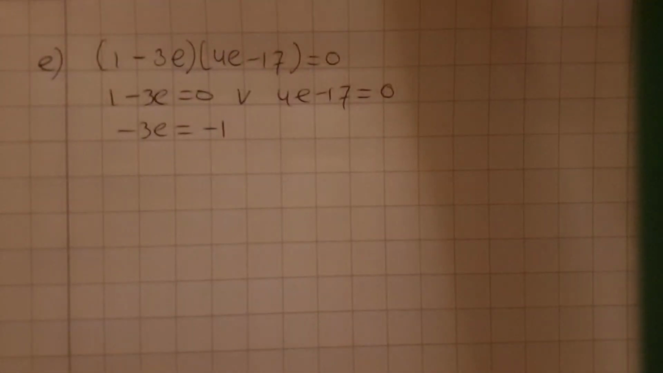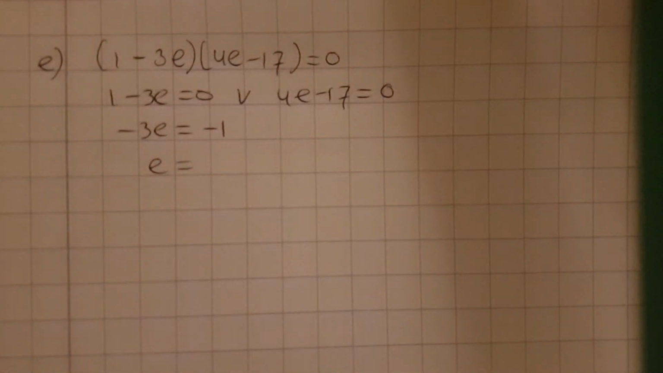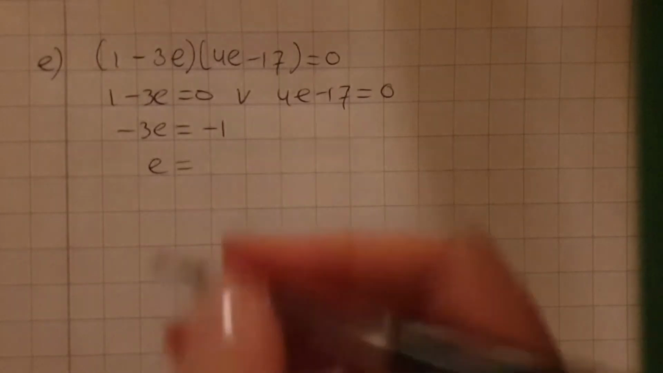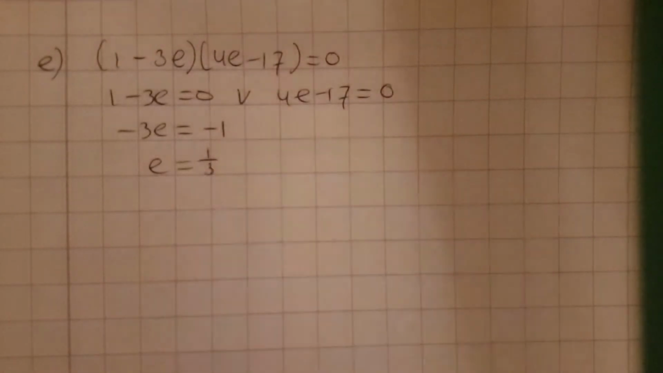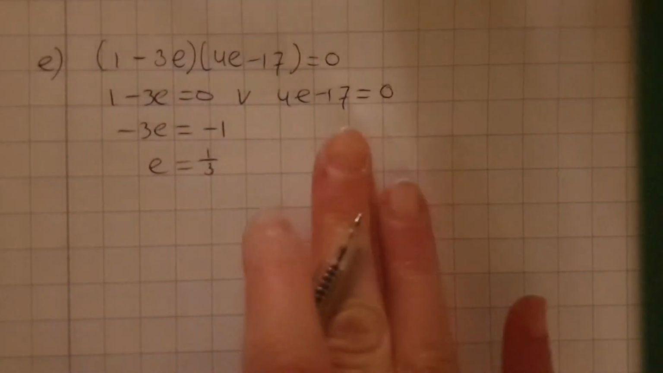Then divided by minus 3 on both sides. Minus 1 divided by minus 3: negative divided by negative will be positive, and 1 divided by 3 is 1/3. So this mini balance method is done. Let's go to the other side.